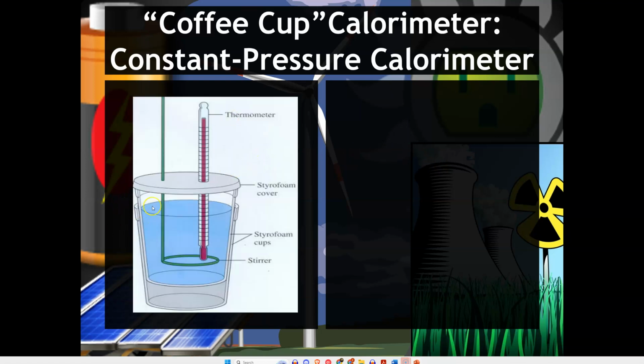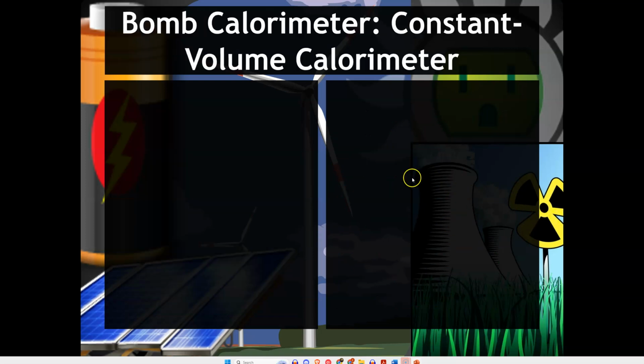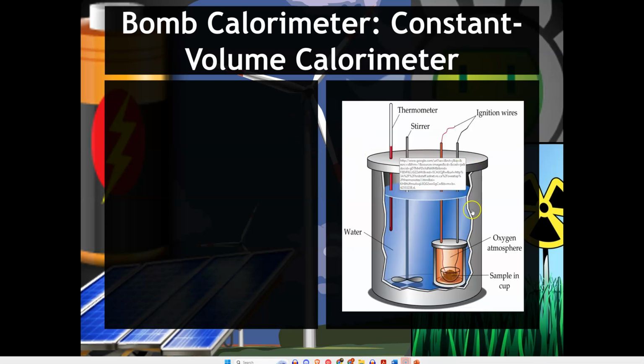If we take a look at this cup, there's a thermometer stuck through it. The thermometer basically measures the average kinetic energy of the molecules inside the liquid. You're going to have a styrofoam cup with a cover, and then stir. The thermometer records the temperature as the chemicals react in the water. The temperature change is then converted to units of energy that we can calculate. It's very important that you see how much energy that water absorbs.